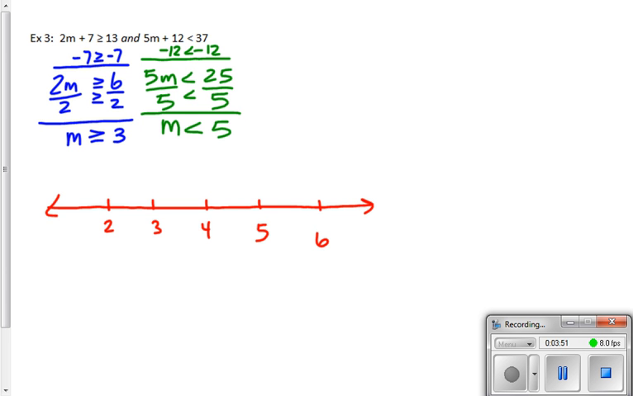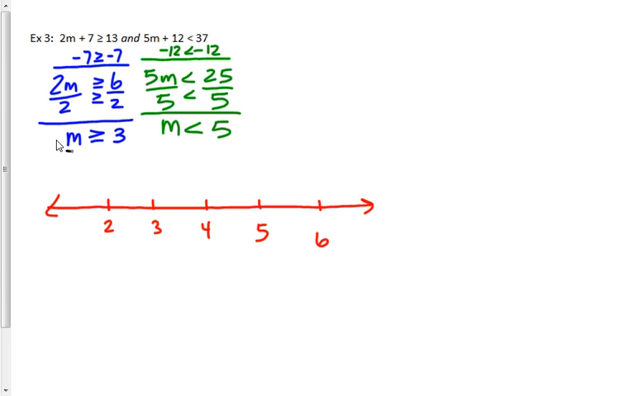Looking at that first inequality here, read from your variable. It says m is going to be greater than or equal to 3. So on 3, that is going to be a closed circle. And you just said that m is greater than 3. If it's greater than 3, the arrow is going to be going to the right.